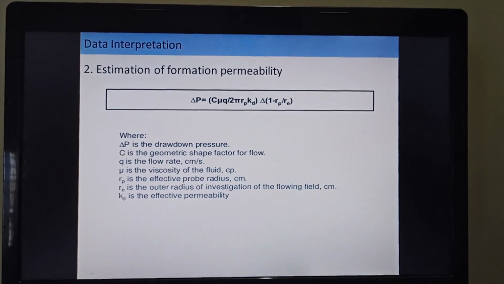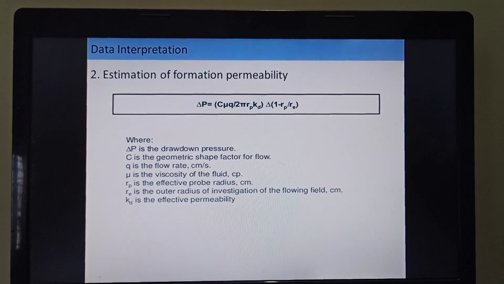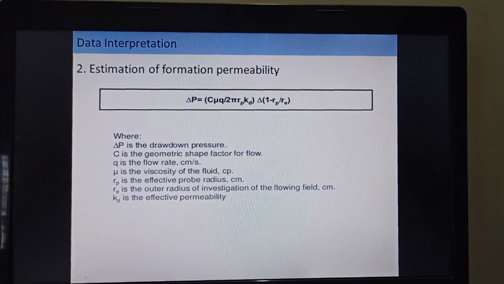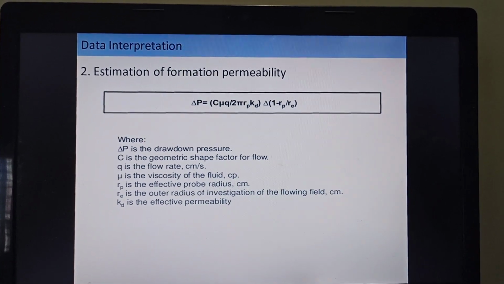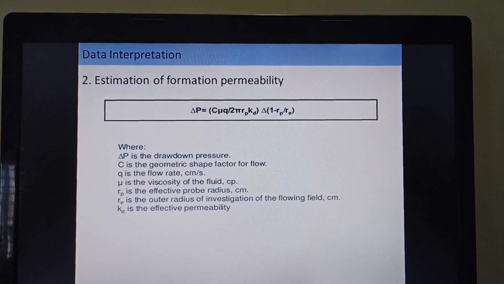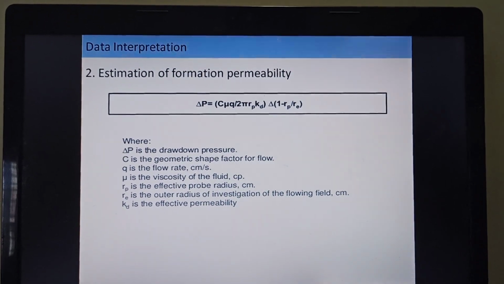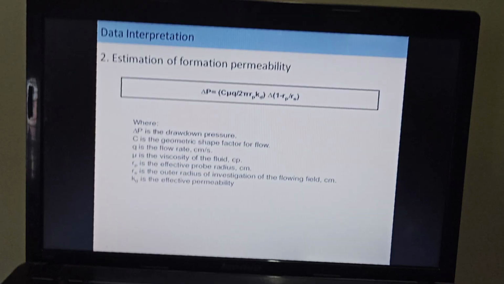centimeters. So when Rp is very much less than Re, the above equation can be reduced to delta P is equal to C mu Q upon 2 pi Rp into Kd, and from this equation the effective permeability Kd can be determined easily, and it gives a very important result in the analysis of the pressure measurement.